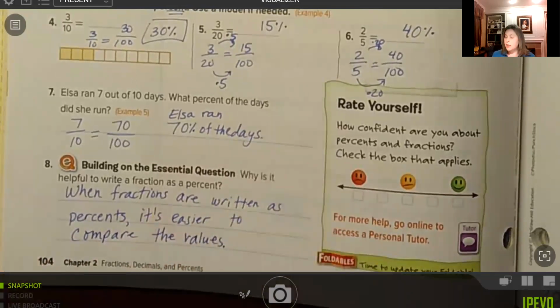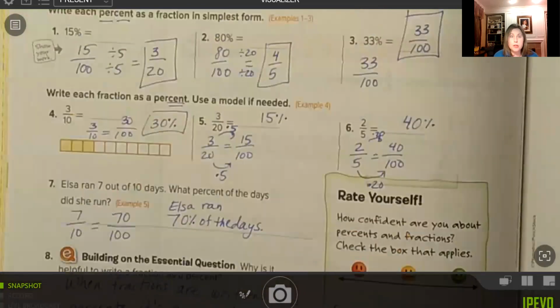All right, and that was the guided practice, chapter 2, lesson 2, page 104, fractions and percents.